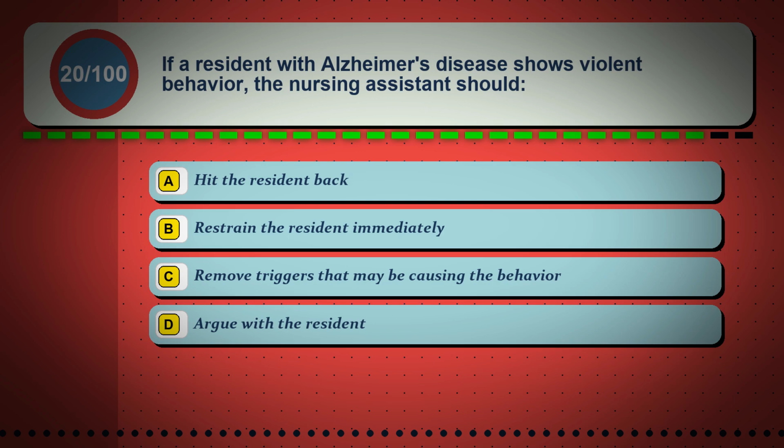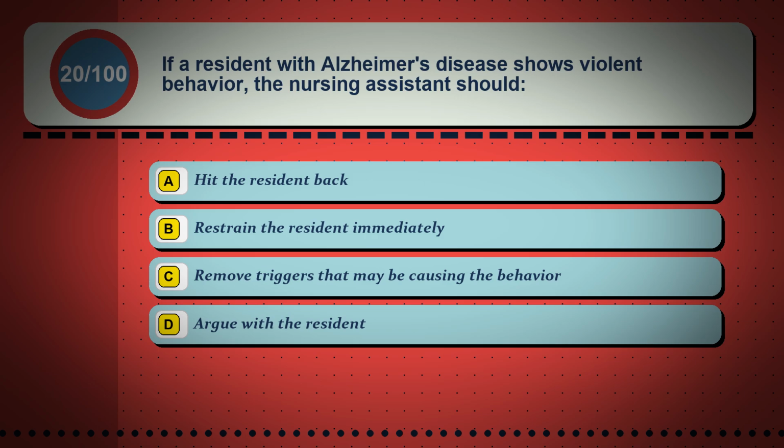Question 20. If a resident with Alzheimer's disease shows violent behavior, the nursing assistant should: Option A, hit the resident back. Option B, restrain the resident immediately. Option C, remove triggers that may be causing the behavior. Option D, argue with the resident.